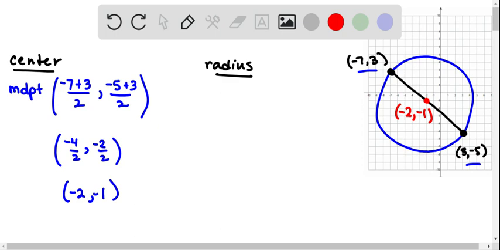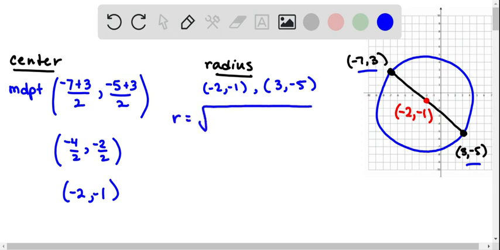Okay, now we need to find the radius. And there are several ways we can do that. I'm just going to choose one method. I'm going to use the point (-2, -1), the center point, and the point (3, -5), one of the endpoints of the diameter, and I'm going to find the distance using the distance formula.